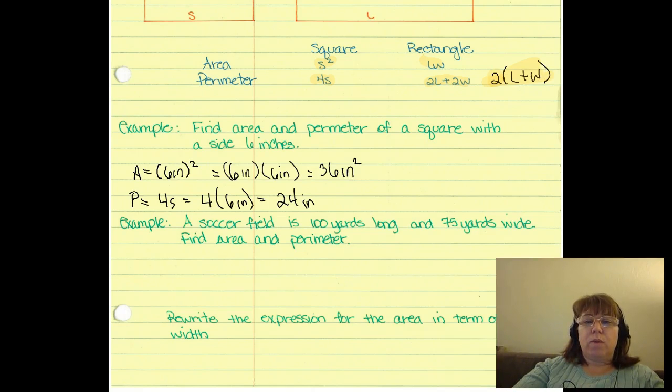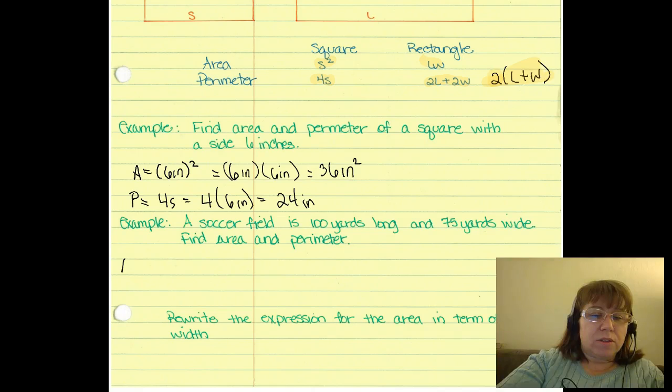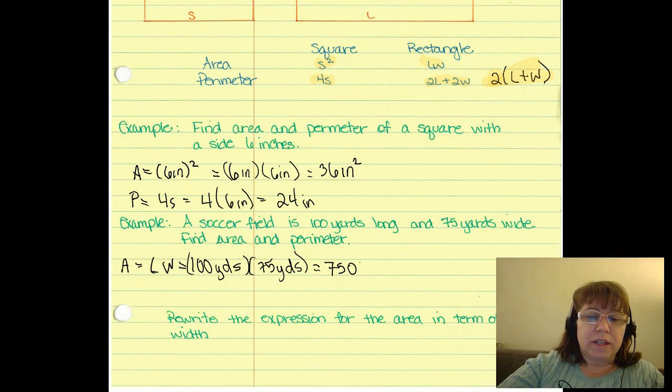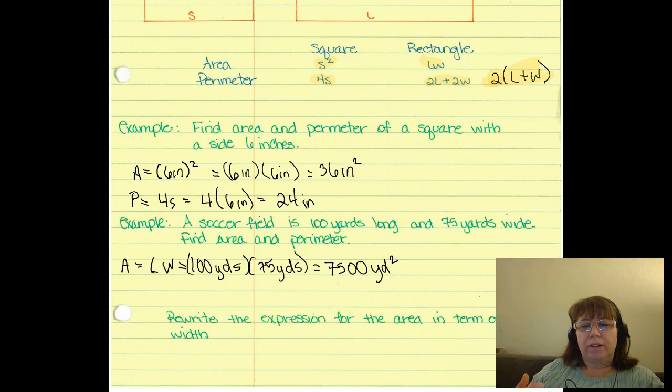Our area for a rectangle is L times W. So area equals length times W. And our length is 100 yards. Our width is 75 yards. Apologize for my writing. I'm kind of writing on a wall, so it's a little weird. And now, 100 times 75 is going to be 7,500. Yards times yards is yards squared.